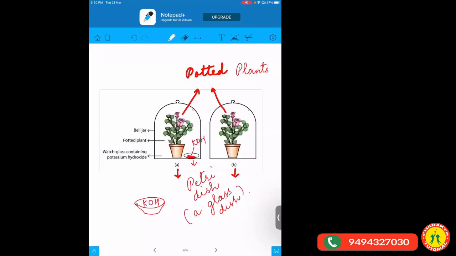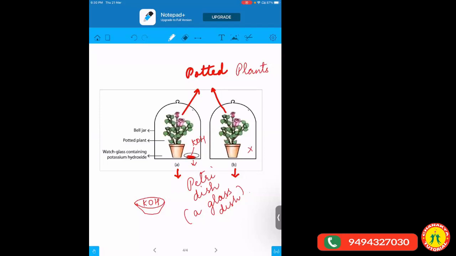Whereas in the second setup, can you see the KOH or can you see any kind of dish there? No, ma'am. No, right? So in the second setup, no dish is there and no KOH is present. Whereas in the first A setup, the KOH is there and the dish is also present there.